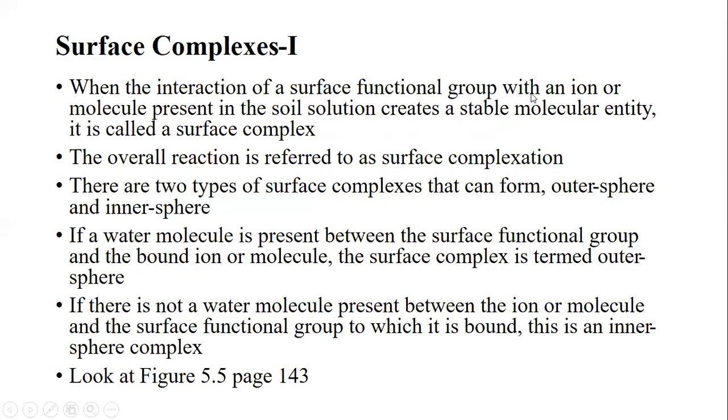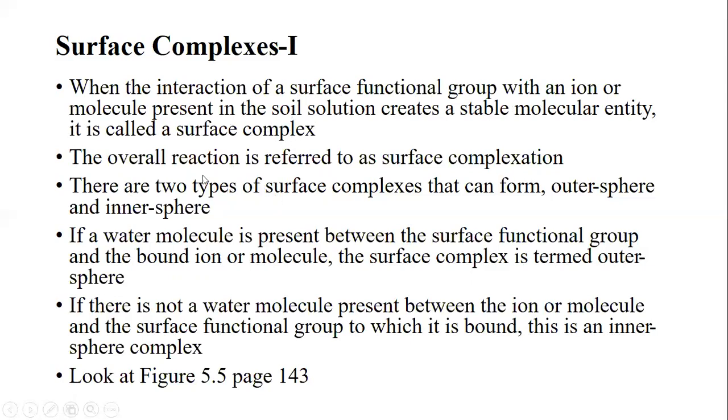So we have this ion or molecule, which is present in the salt solution. It interacts with the surface functional group. And what does it create? What is the result of that? It creates a stable molecular entity, which we call a surface complex. The process is complexation, and what was created is the surface complex, which is made of the functional group and that ion or molecule that got attached to it.